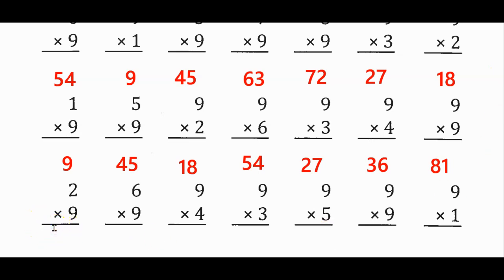2 times 9 is the same thing as 9 times 2, which is 18. 6 times 9 is the same thing as 9 times 6, which is 54. 9 times 4 is the same thing as 4 times 9, which is 36. 9 times 3 is 27. 9 times 5 is 45. 9 times 9 is 81. And then 9 times 1 is 9.